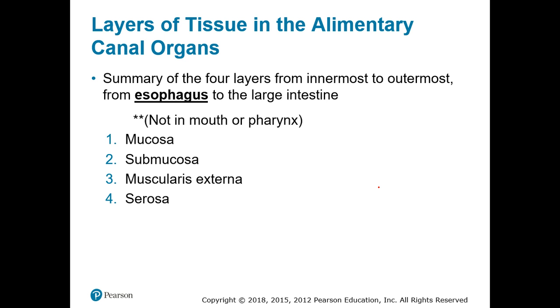Before we go into the organs we're going to talk about today, we also need to talk about layers. What tissues cover and protect the alimentary canal organs? The 4 layers from innermost to outermost are only going to be from the esophagus to the large intestine. So these are not layers found in the mouth, and these are not layers found in the pharynx. I just want to reiterate that. I put a double star here, an asterisk, to make sure you know that this is just for esophagus through large intestine. So the 4 layers are mucosa, submucosa, muscularis externa, and serosa.